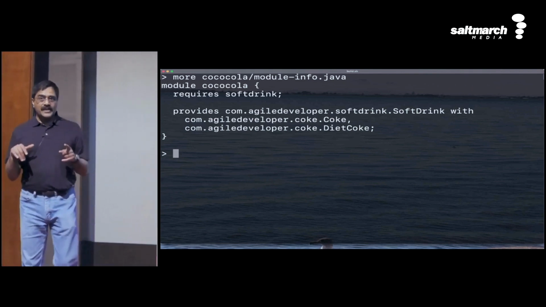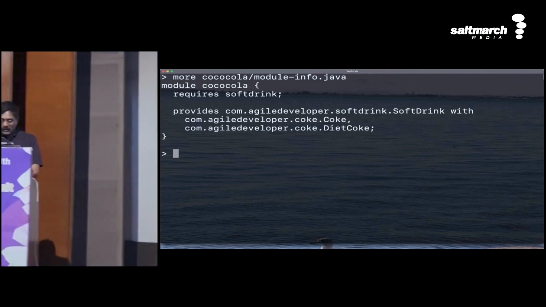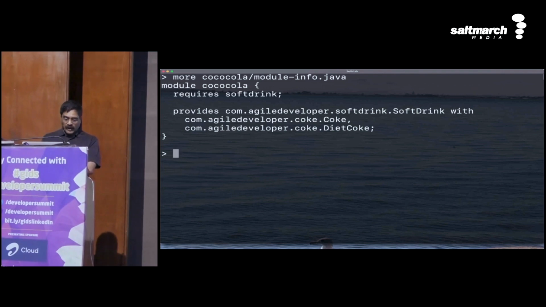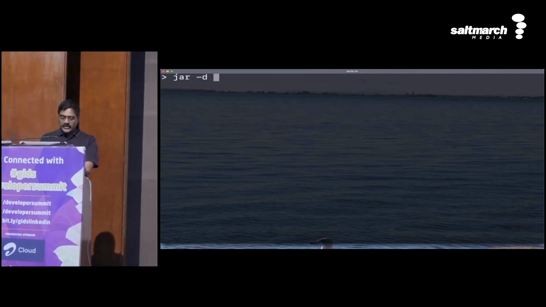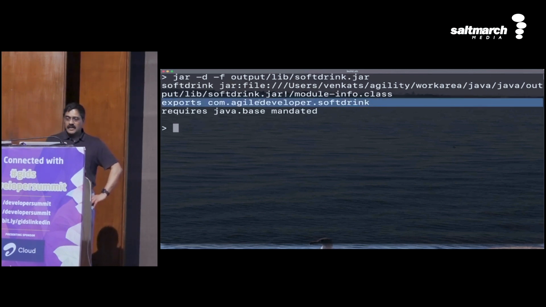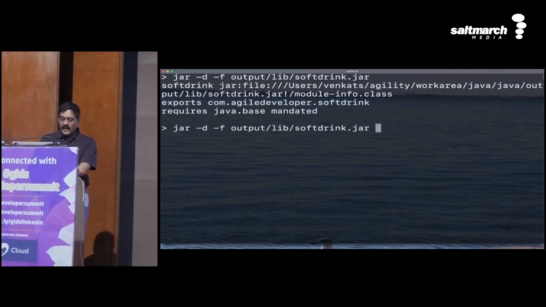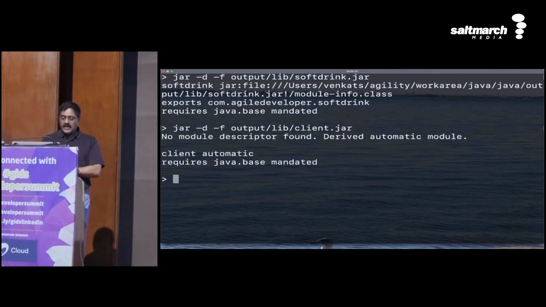Now, not only is this available to you at compile time, you have this information available to you at runtime as well. So how is that working? So if I say jar -d -f output/lib, and let's look for soft drink.jar, what does it say? It exports the soft drink, right? That's what it says. And it exports a soft drink, that's it. That's just a spec. But on the other hand, if I say, tell me what the client is expecting, it says in this case, ooh, where did the client go? So the client module, it should be giving me the details in here.